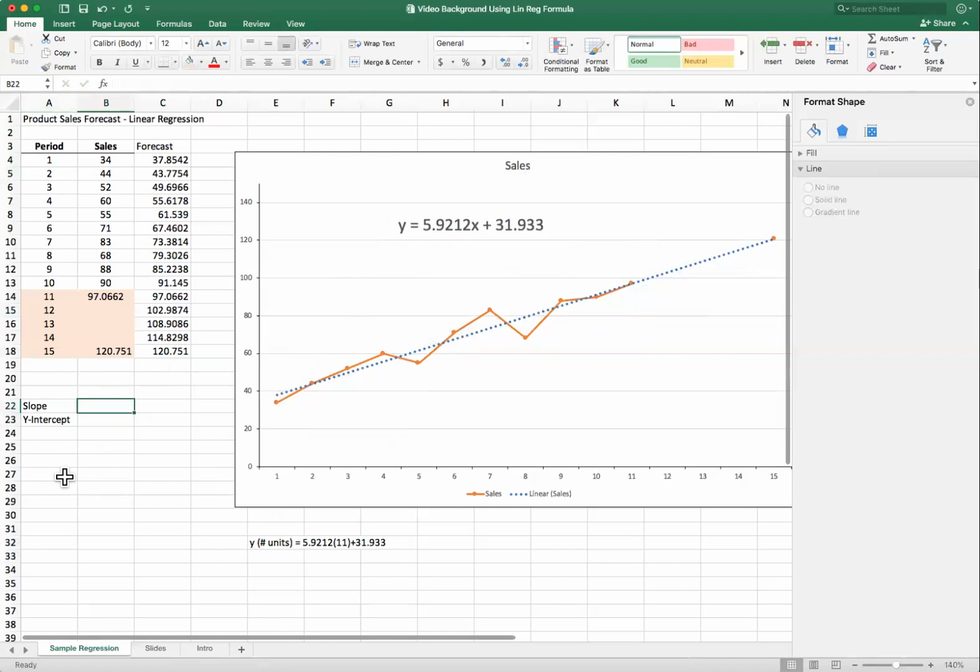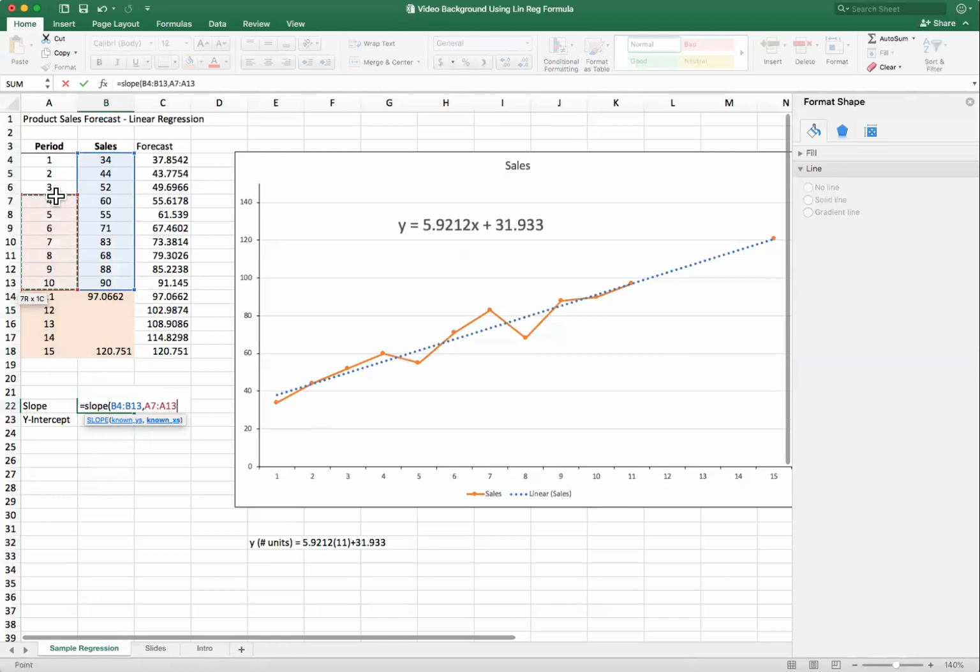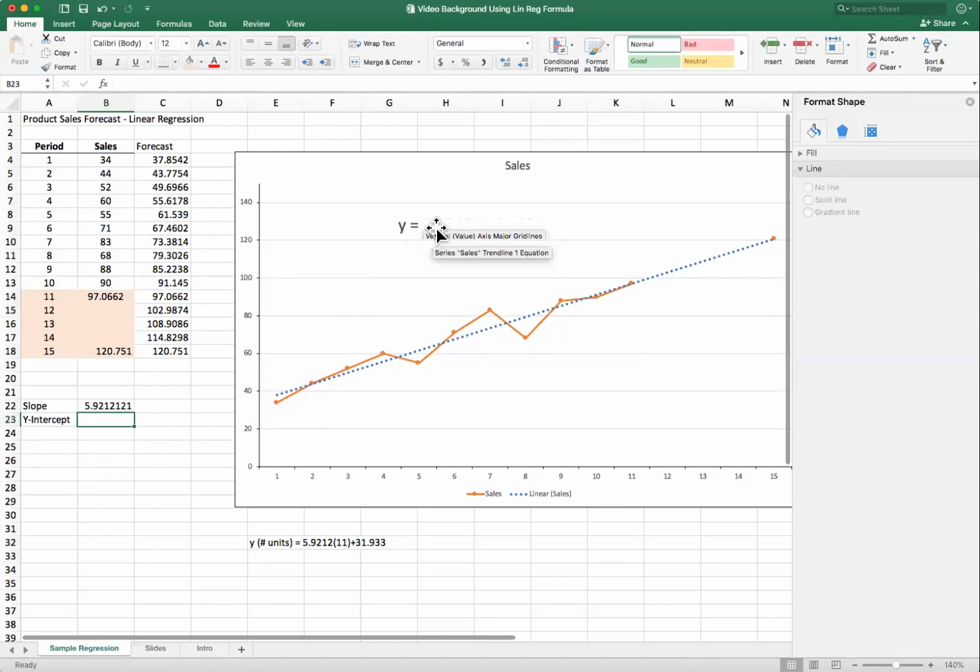Now the formula for slope is simply slope, right? So in Excel, slope is simply slope. We're going to add in all of our known y's, okay? So here's our known y's. Let's just take these amounts, okay? And we're going to add in our known x's, which is our 10 periods. Our 10 periods. And there you go. It's going to tell us, without even having to do this, that our slope is 5.921212 repeating, right? So that's that part of our formula.